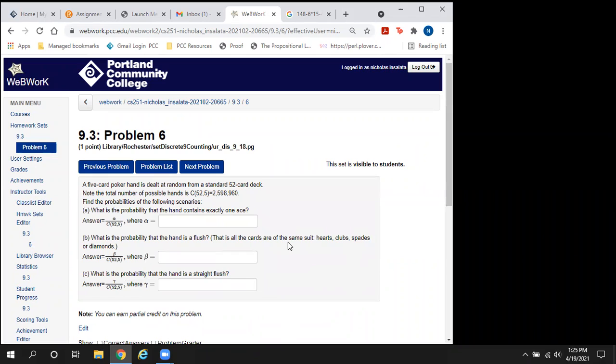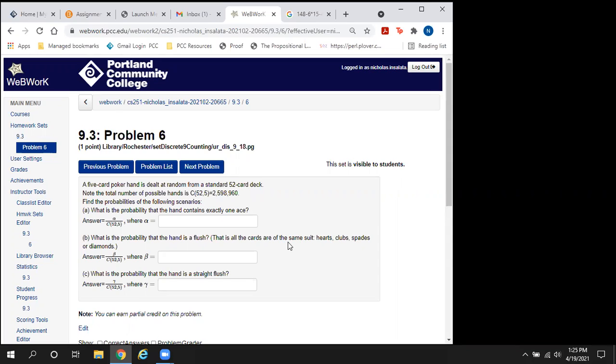All right. A 5-card poker hand is dealt at random from a standard deck. Note that the possible number of hands is 52 choose 5, which is almost 2.6 million. Find the following scenarios. What's the probability that your hand has an ace? It's alpha divided by the total. Okay, especially B and C. So let's start with A, right? What's the probability that the hand contains an ace?